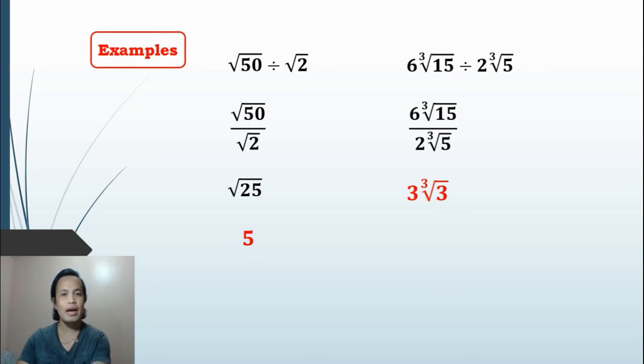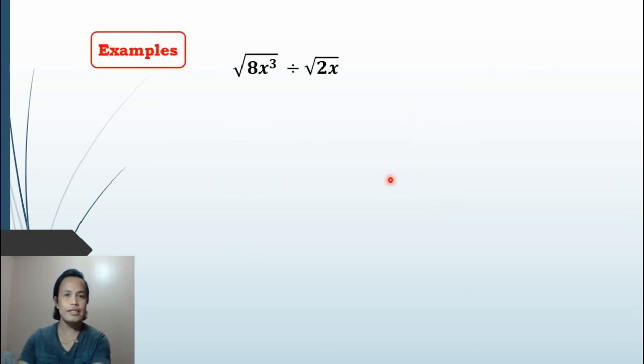Another example. For example, you are given the square root of 8x cubed divided by the square root of 2x. This expression can be written in fractional form: we have the square root of 8x cubed, divided by the square root of 2x. Now, since we have a variable, we simply divide, of course, our constants here, which is 8 divided by 2, since they are the same square root. So 8 divided by 2, we have 4.